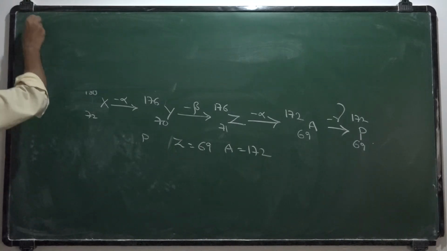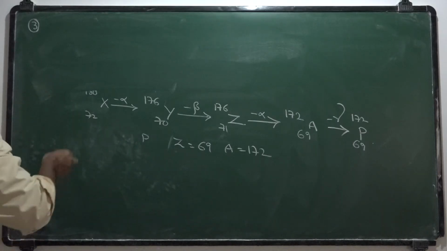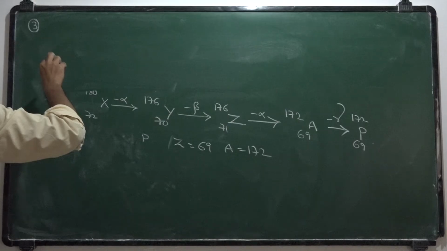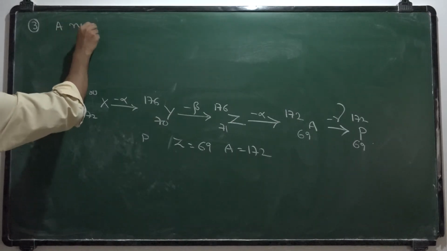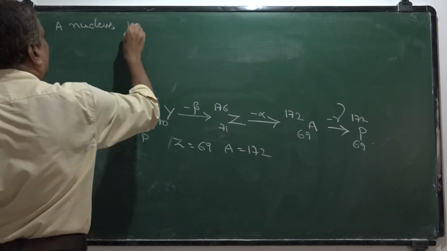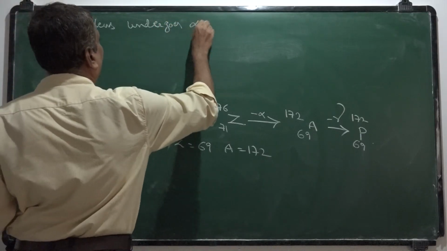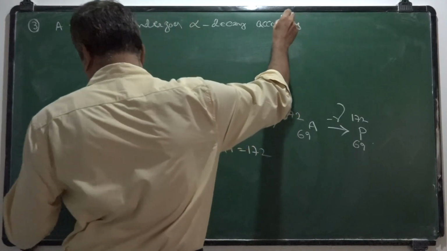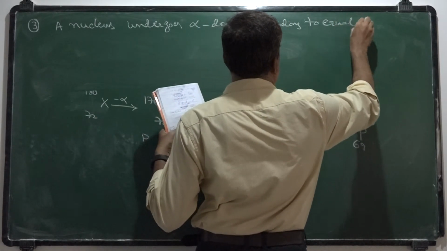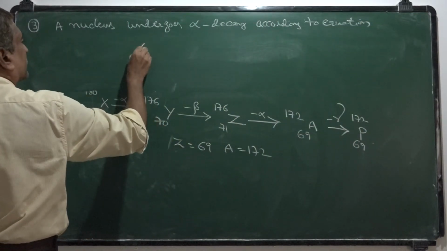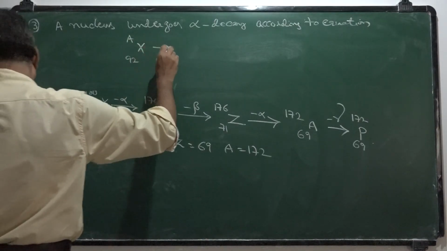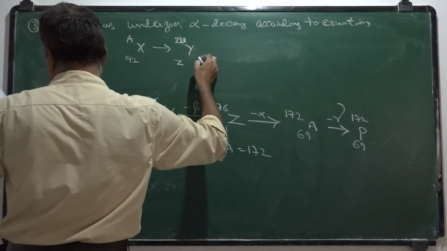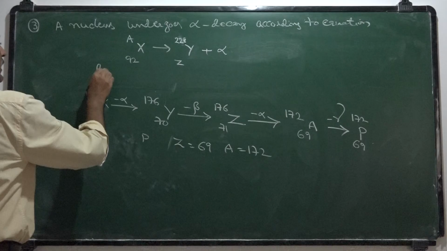Now a third one. A nucleus undergoes alpha decay according to this equation: X with mass number A and atomic number 92 goes to Y with atomic number Z and mass number 230, 228 plus alpha. Find A and Z.